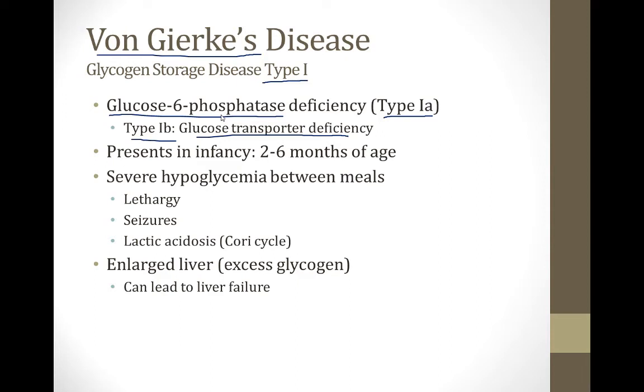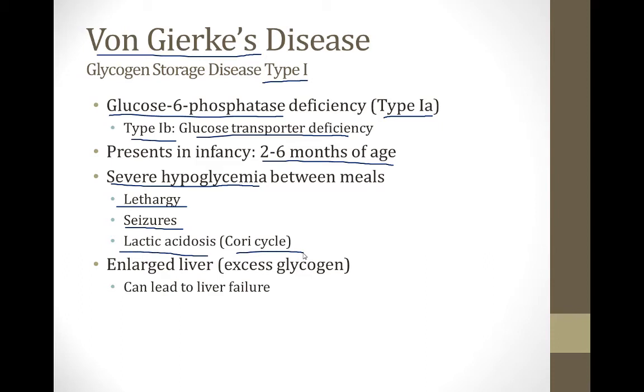This generally presents in infancy at about 2 to 6 months of age, and because you lack this enzyme, the liver cannot release glucose into the bloodstream in times of fasting. So these children develop severe hypoglycemia between meals. Between meals, they will get lethargic, they can have hypoglycemic seizures, and they can also develop lactic acidosis from the Cori cycle. We'll talk more about that in a minute.